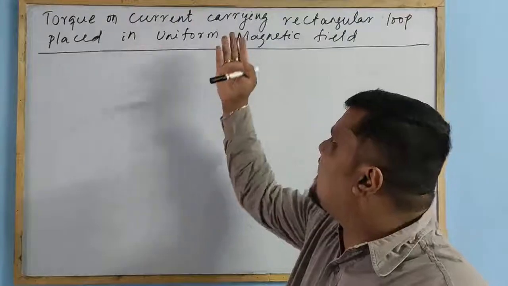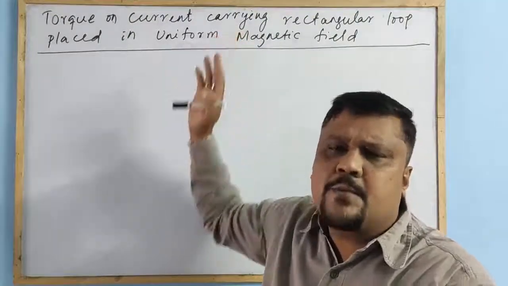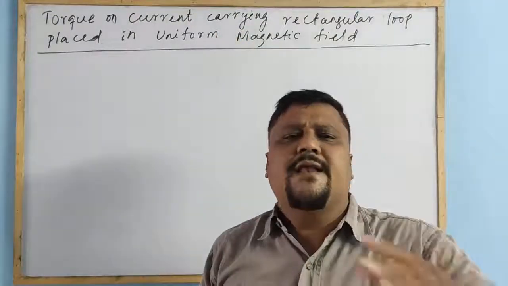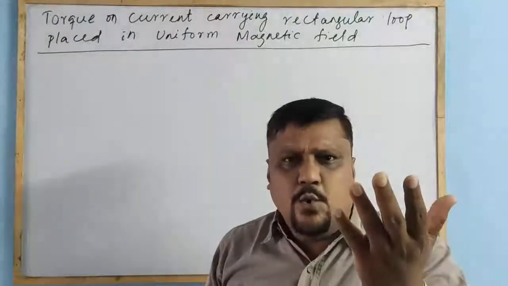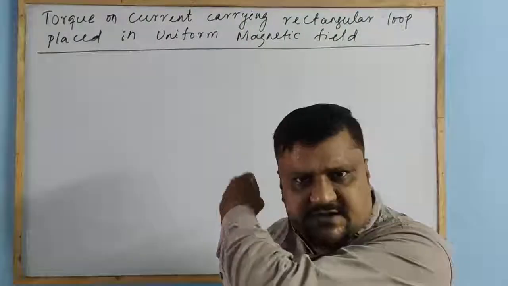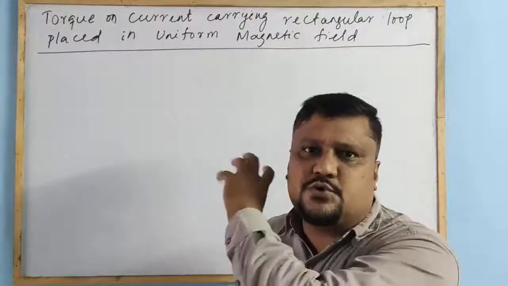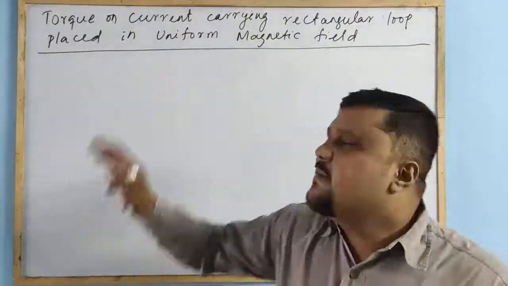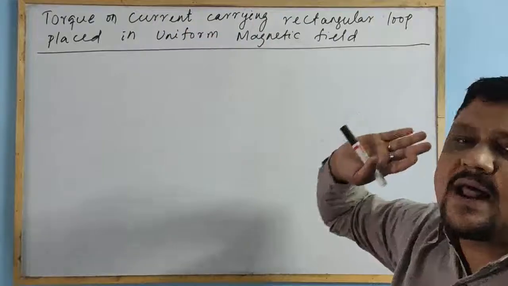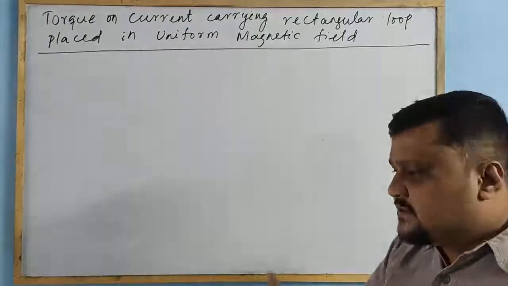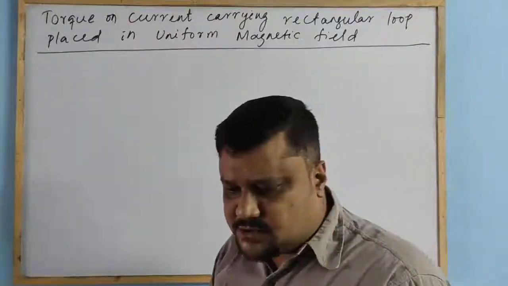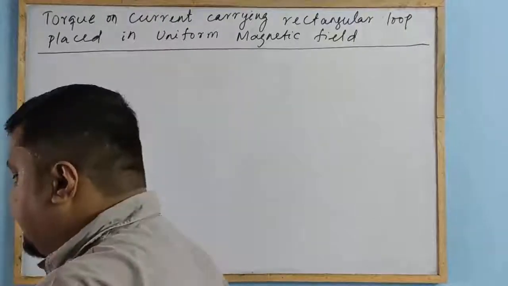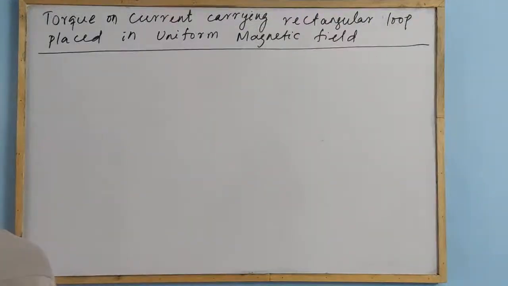I will find this for a rectangular loop. You can also do it for any shape of loop. If you take a loop and the conditions are fulfilled, then the loop will rotate. Here we will discuss a rectangular loop. Clear? So let me show you the figure, how the loop will rotate and what the cases are. Let me draw the loop.